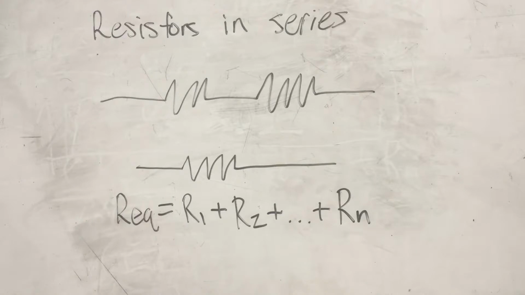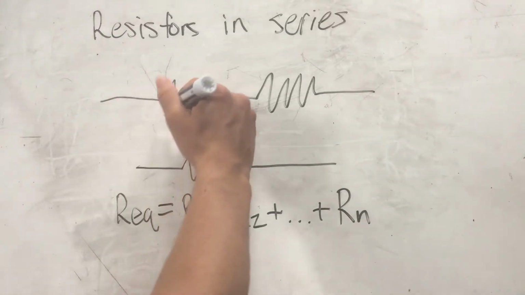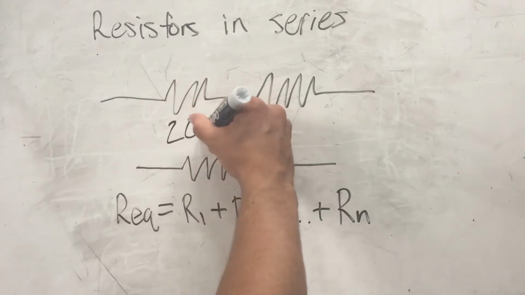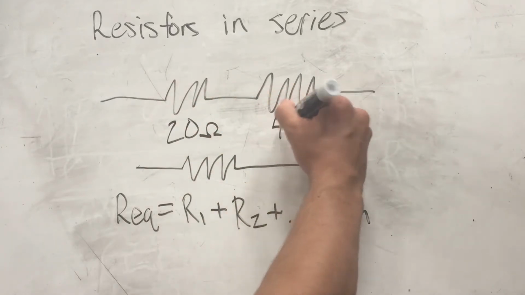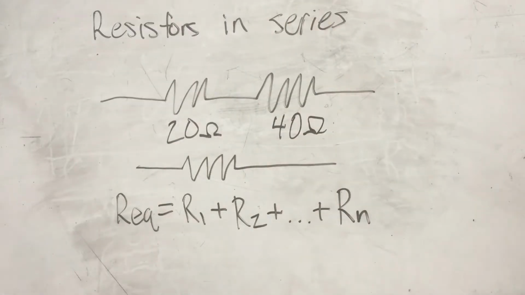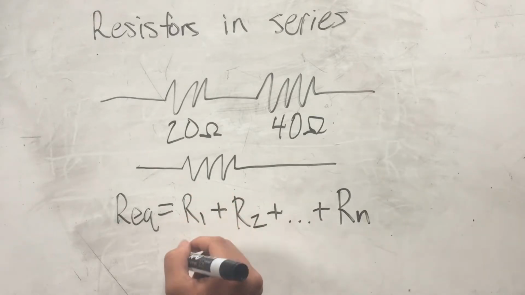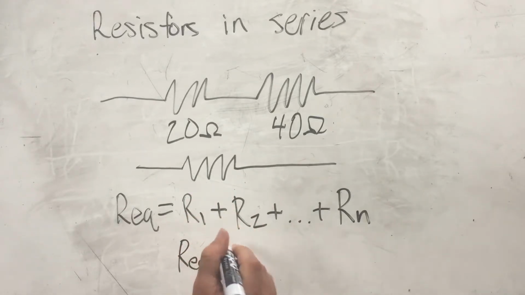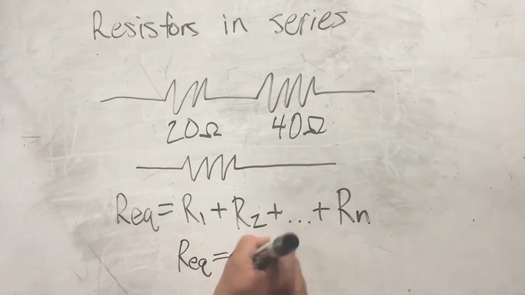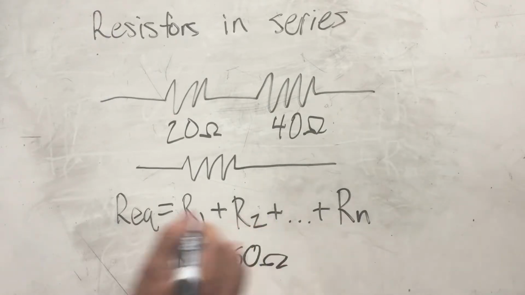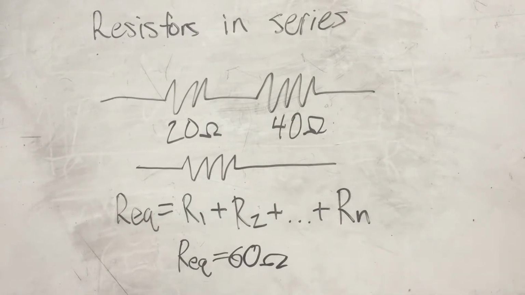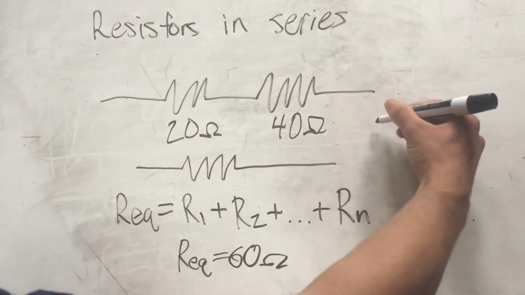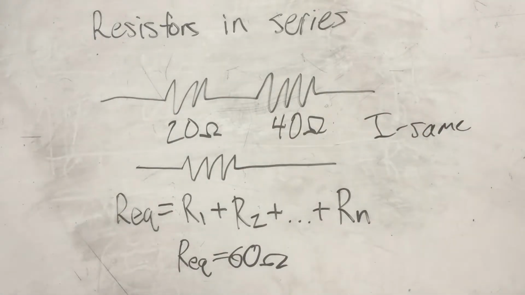For example, the equivalent resistor of two resistors with resistance 20 ohms and 40 ohms will simply be added together to create a resistance with REQ, or equivalent resistance, of 60 ohms. When resistors are in series, the current across each resistor is the same, and the voltages add together to create the voltage drop across this equivalent resistor.